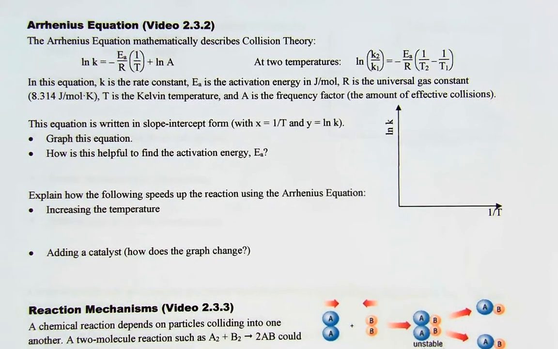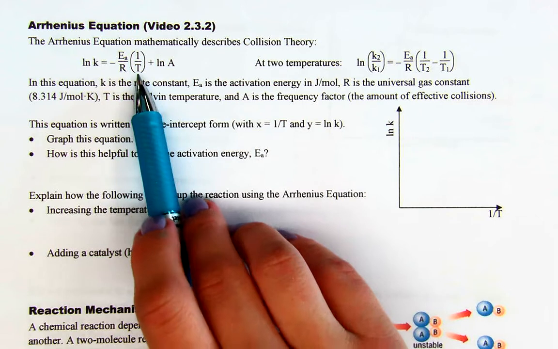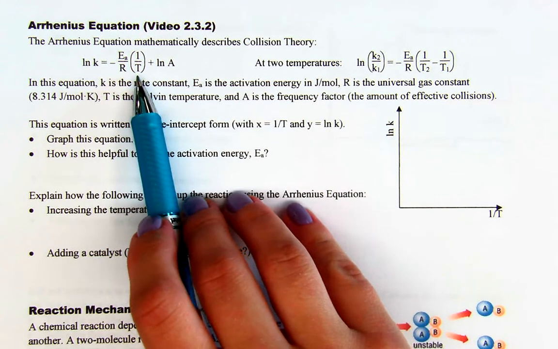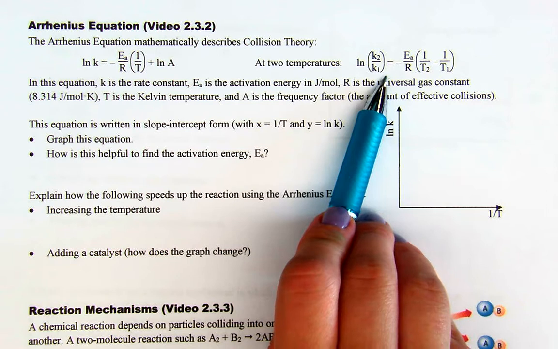All right, let's continue our discussion of rates with the Arrhenius equation. So here's the Arrhenius equation. We talked about what the collision theory was conceptually in the previous video. This is a mathematical description of what the collision theory is.